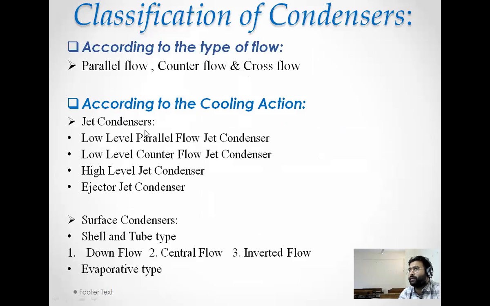In a jet condenser, there is direct mixing of steam and water. In a surface condenser, there is no direct mixing. It is indirect. There is no mixing at all, but there is heat transfer at the surface level. That is why the name is given surface condenser.